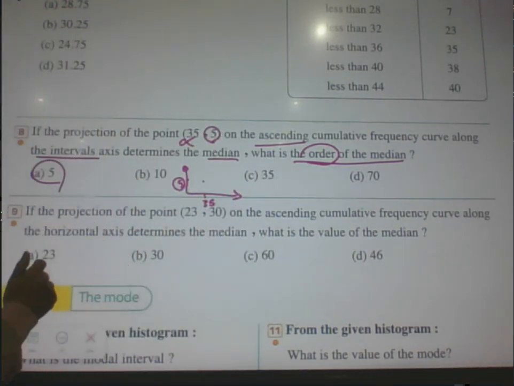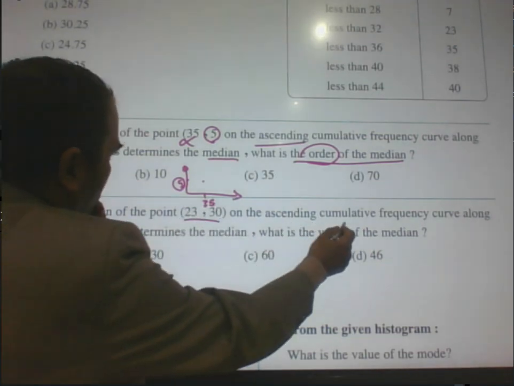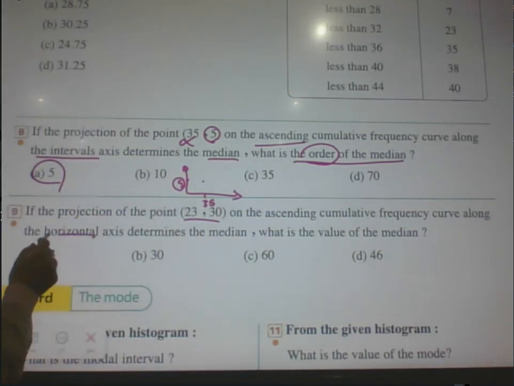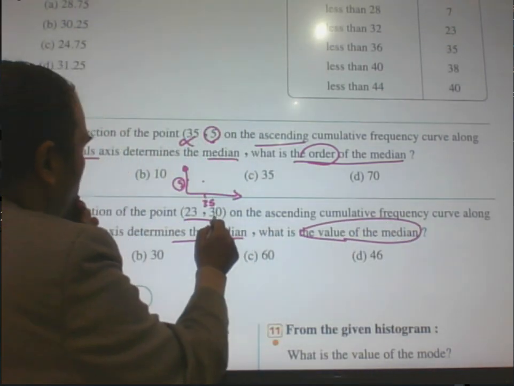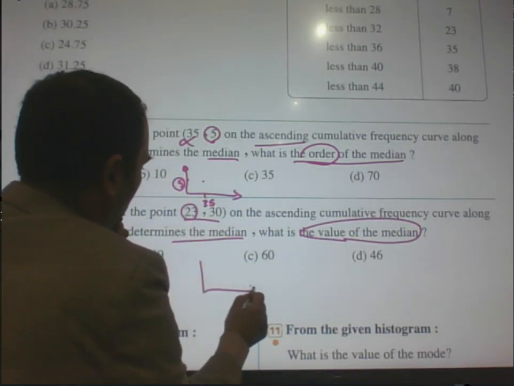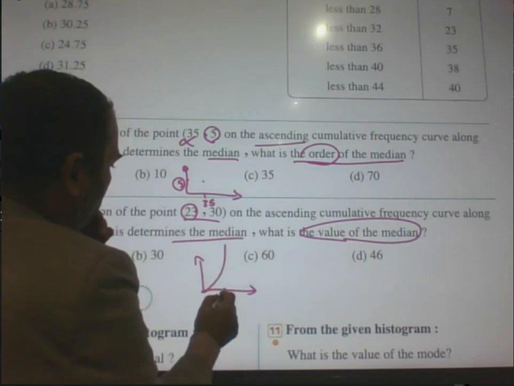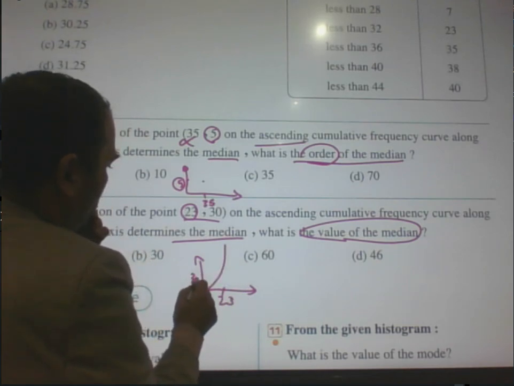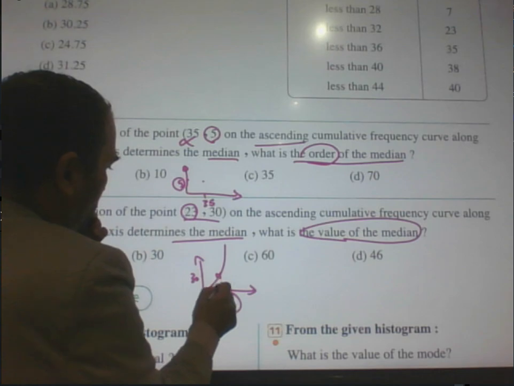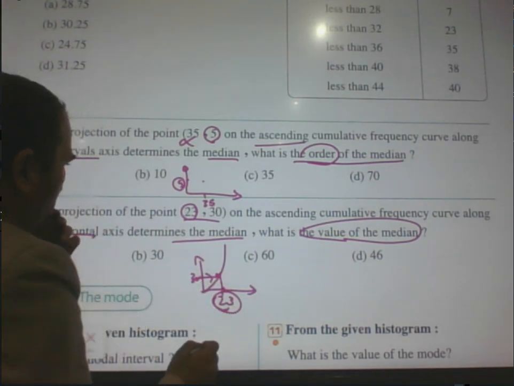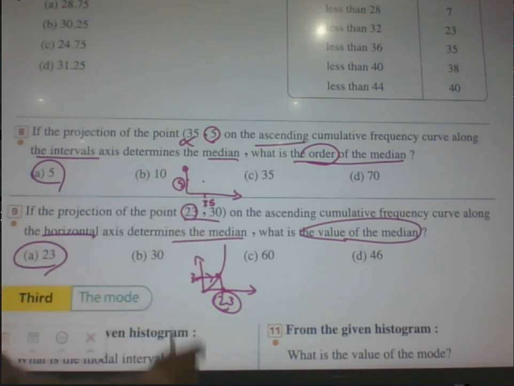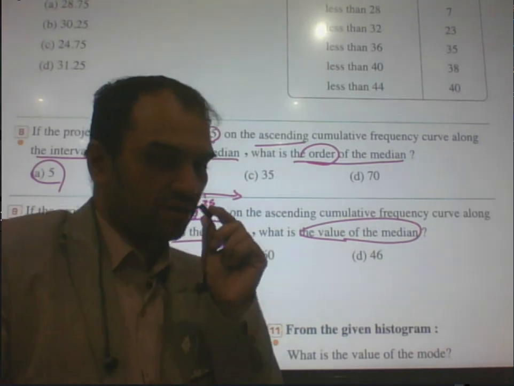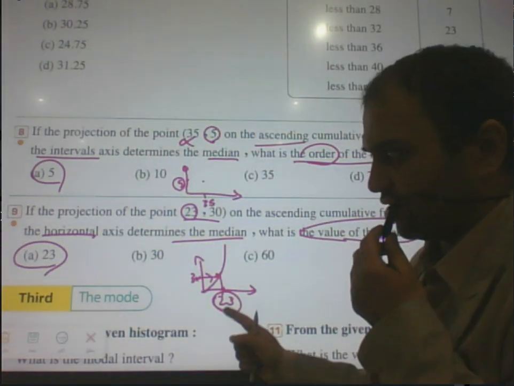Next question. If the projection 23 and 30 on the ascending frequency curve along the horizontal axis determines the median, what is the value of the median? It will be 23 because we have the order like the curve, like 23 to 30. Look at here, 23 is the median, the value of the median. But the order will be 30. So he asked about the value of the median, you must choose 23.